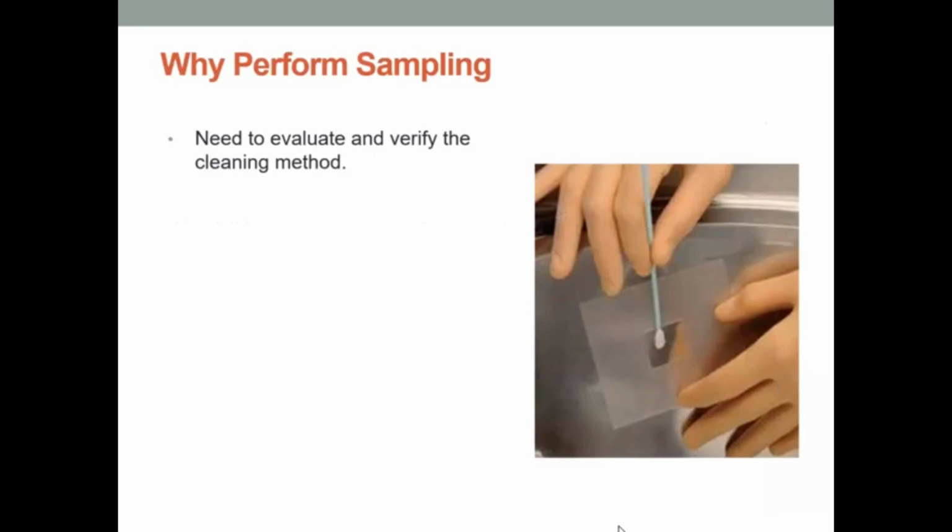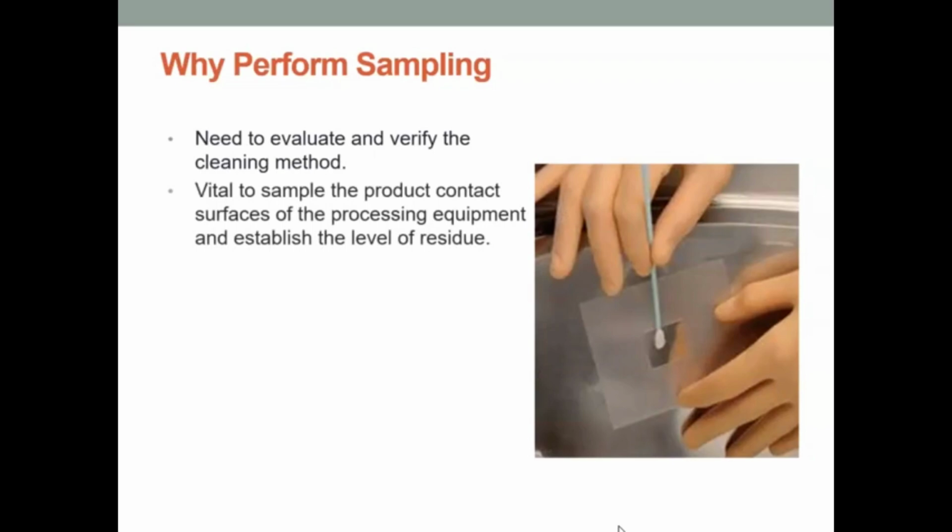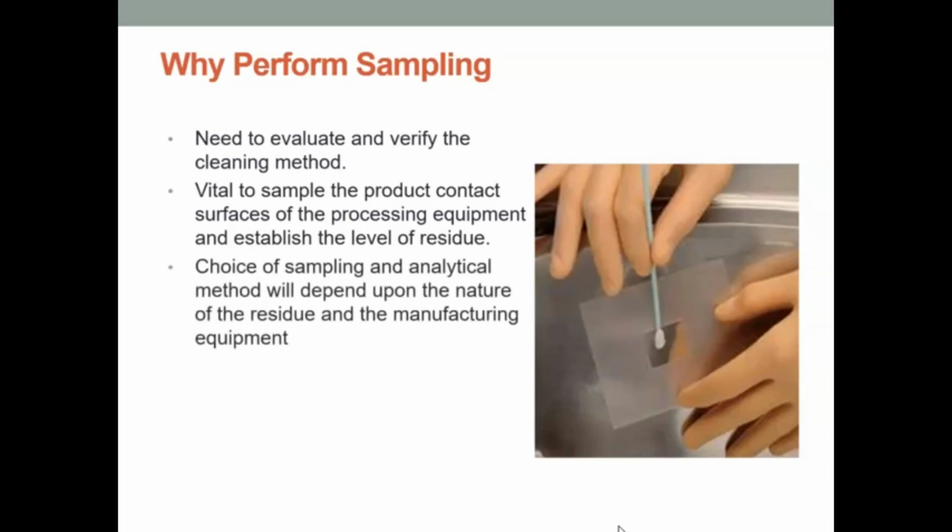Why do we perform sampling? Well, we need to evaluate and to verify the cleaning method. It is vital to sample the product contact surfaces of the processing equipment and to establish the level of residue. Choice of sampling and analytical method will depend on the nature of the residue and the manufacturing equipment.